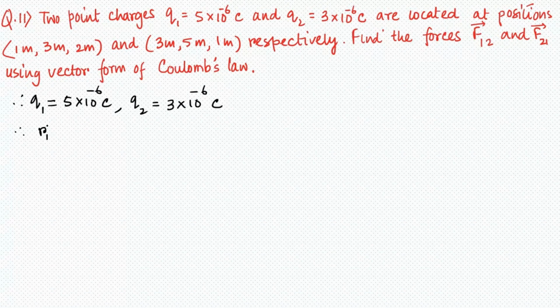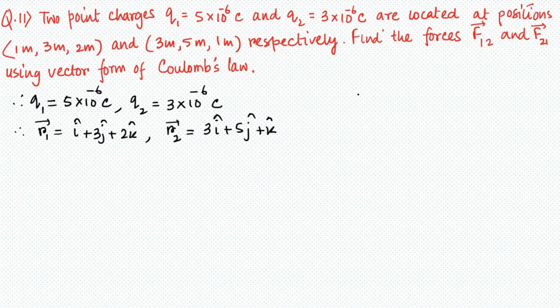And the coordinate of the first would be i cap plus 3j cap plus 2k cap, and r2 is equal to 3i cap plus 5j cap plus k cap. Now suppose the two charges q1 and q2 are located like this, and the distance between these two charges is r.